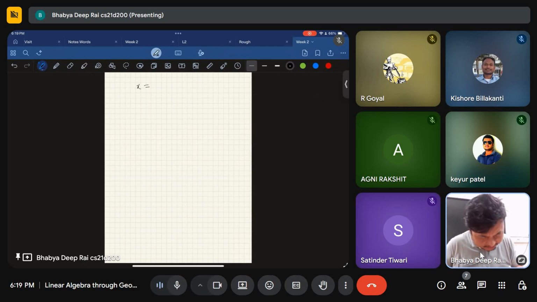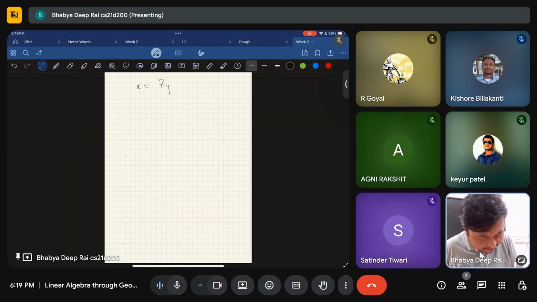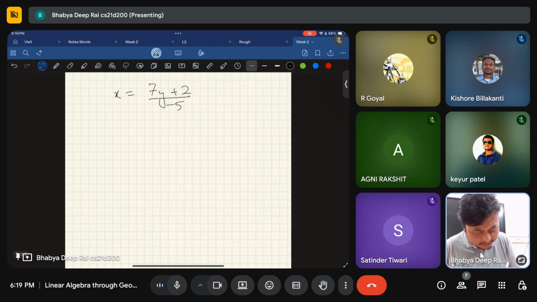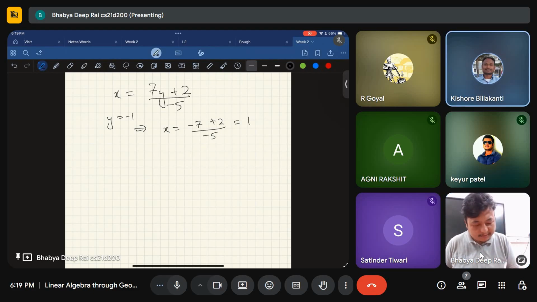Now x equals 7y plus 2 by minus 5. And y equals minus 1. So this means x equals minus 7 plus 2 by minus 5. Which is minus 5 by minus 5. So it is plus 1, no? Yeah, good. And what is z?